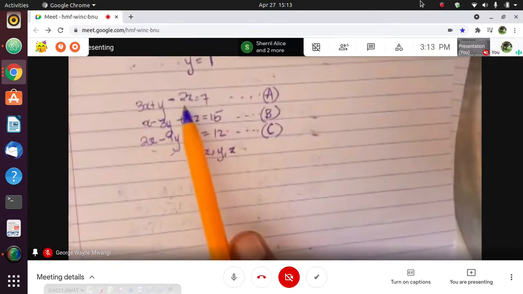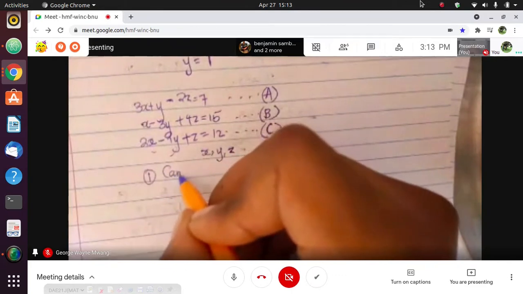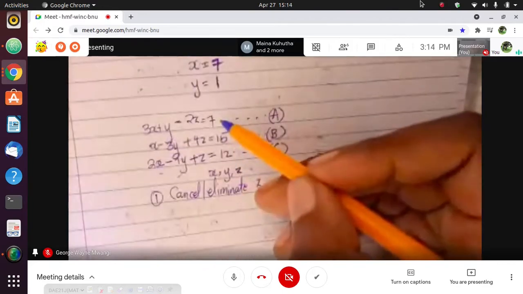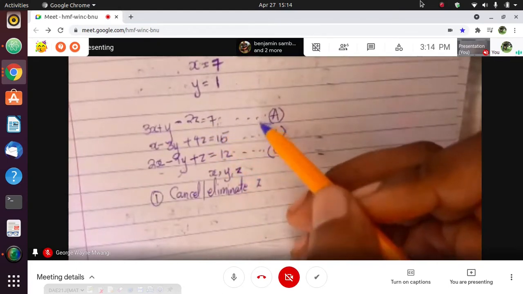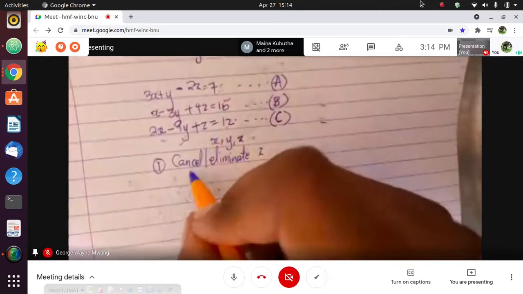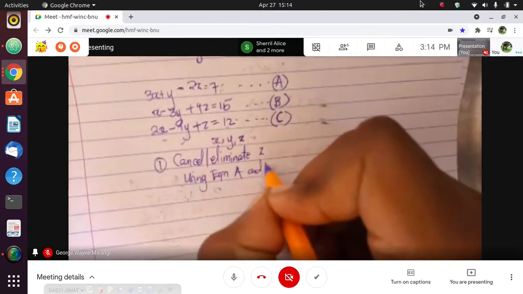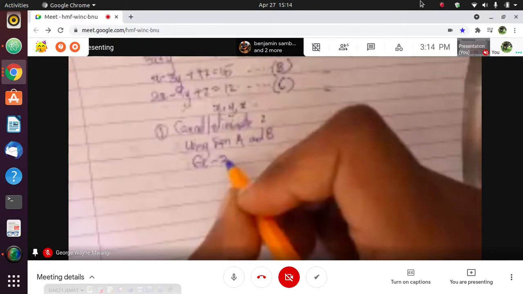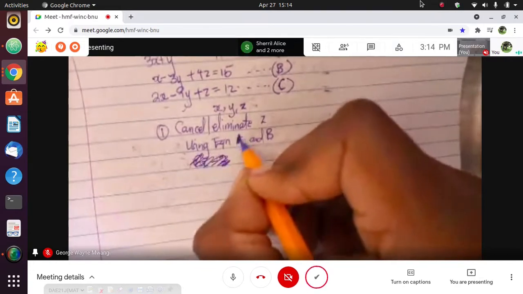Now in this example, this system, I want to eliminate z. The first step, we eliminate z. In this case I have three equations. I can pick any two. I can take A and B, B and C, or C and A to eliminate the value of z. For example, if I choose using equations A and B to eliminate z, no, let me use C and A, it will be easier for me.